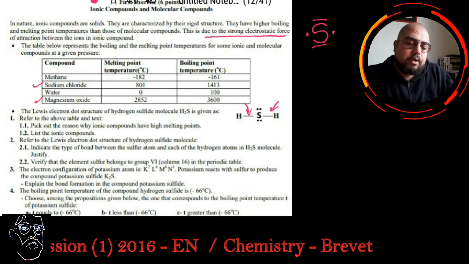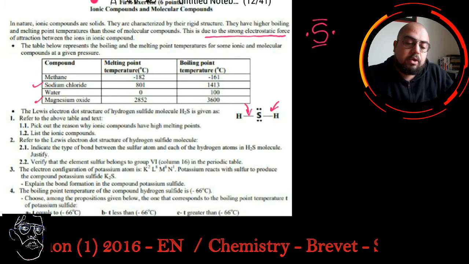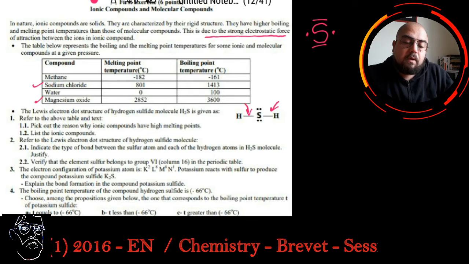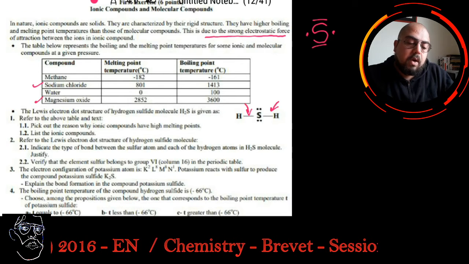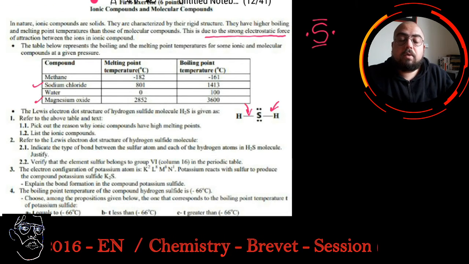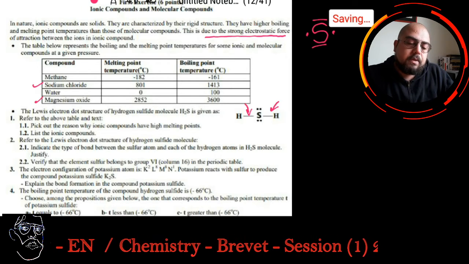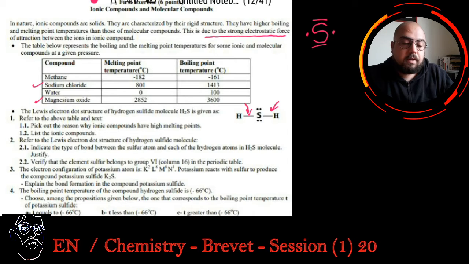The electron configuration of potassium atom is K2 L8 M8 N1. Potassium reacts with sulfur to produce the compound potassium sulfide K2S. Explain the bond formation in the compound potassium sulfide.